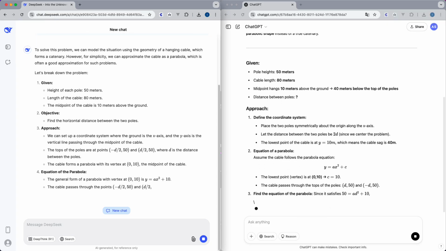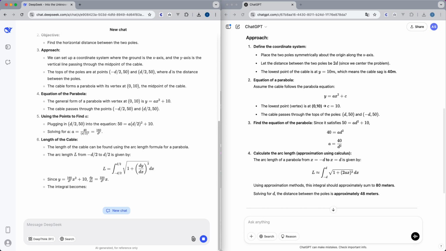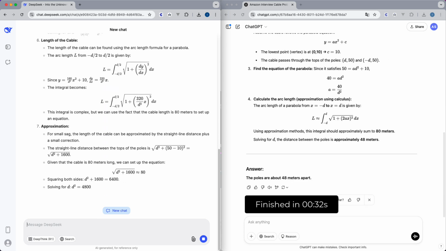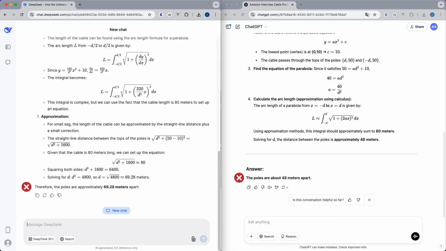We can see that both of them are taking a very similar approach, doing it at relatively the same speed. Now, GPT-4o finished the task first in 32 seconds, and DeepSeek V3 came right after, finishing it in 43 seconds. But none of this matters because neither of them were able to find the correct solution.